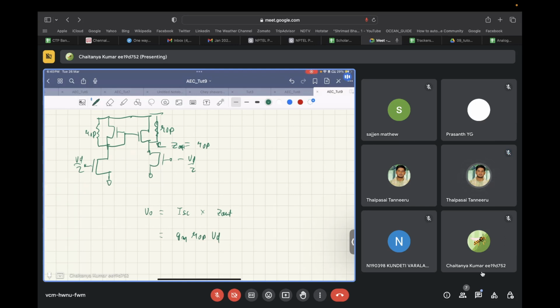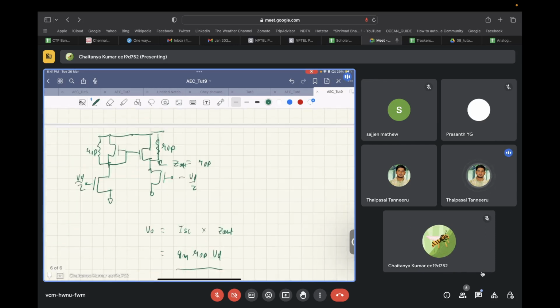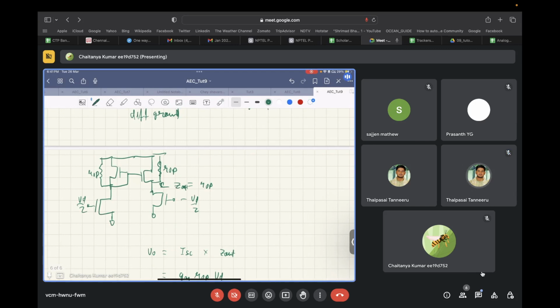You understand this? Yes, sir. Okay. Now, if you have GM times ROP times VD, this you have found out the differential. So the impact the differential input will have on the output. Correct? So what did you do? You applied the principle of differential symmetry and common mode symmetry till that time where the circuit was symmetrical.